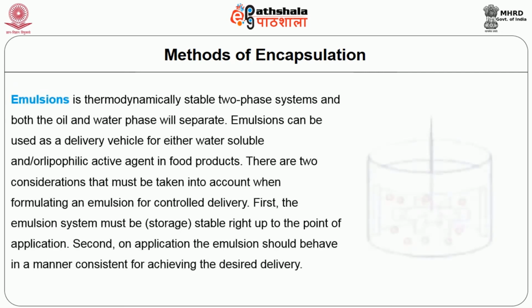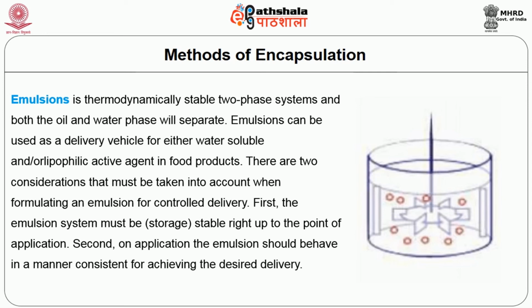The third process is that of emulsions, which is a thermodynamically unstable two-phase system, and both the oil and water phase will separate. Emulsions can be used as a delivery vehicle for either water soluble or lipophilic agents as an active agent in food products. There are two considerations that must be taken into account when formulating an emulsion for controlled delivery. First, the emulsion system must be stable right up to the point of application. Second, on application, the emulsion should behave in a manner consistent for achieving the desired delivery.